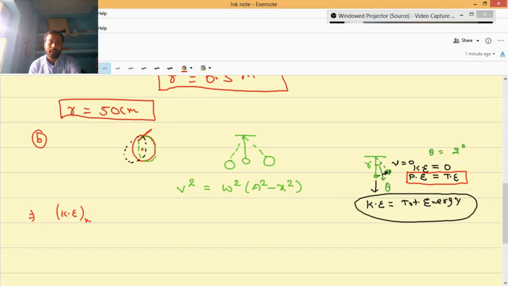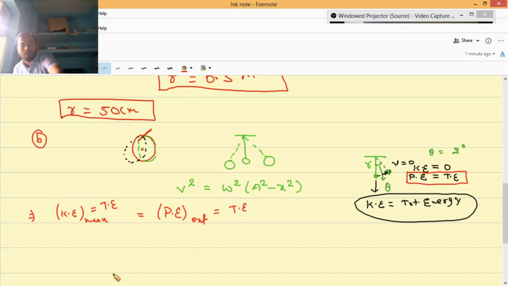So we can write that the kinetic energy at the mean position will be exactly equal to the potential energy at the extreme position, and which will be equal to the total energy as well. So we can write it like this.